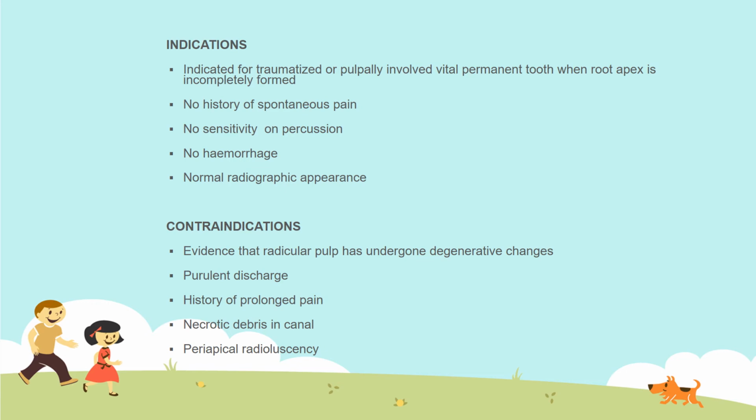Then what are the contraindications for apexogenesis? Evidence that the radicular pulp has undergone degenerative changes, purulent drainage, history of prolonged pain, necrotic debris in the canal, and periapical radiolucency.